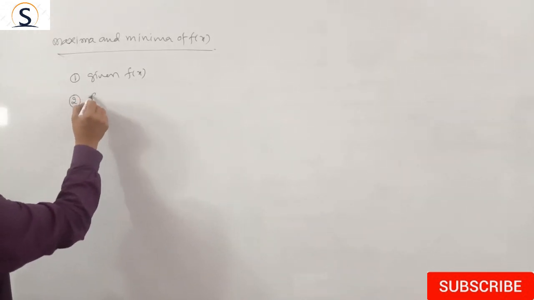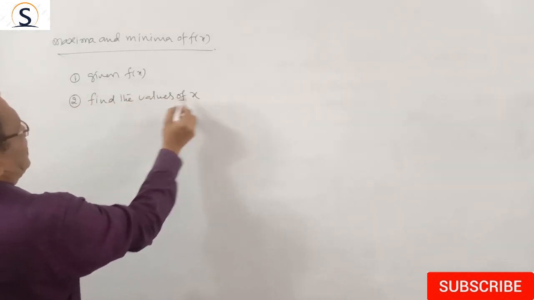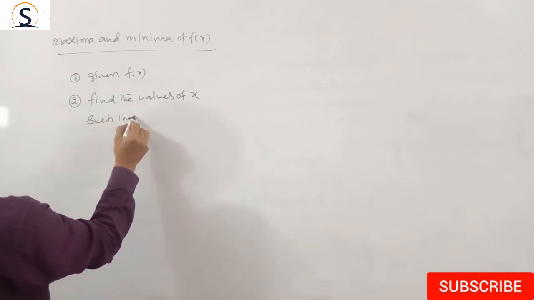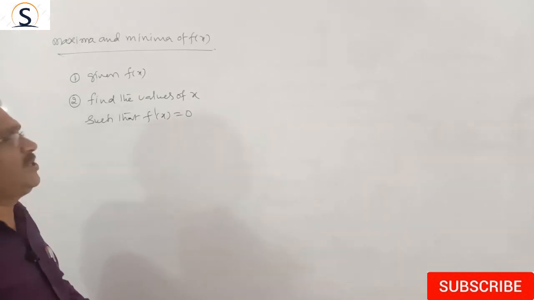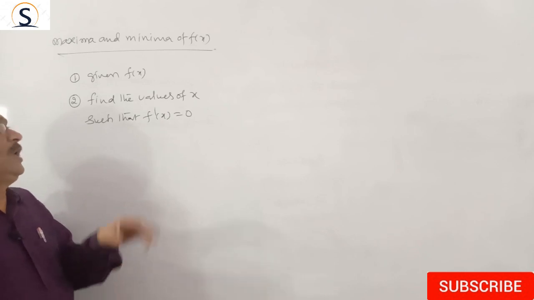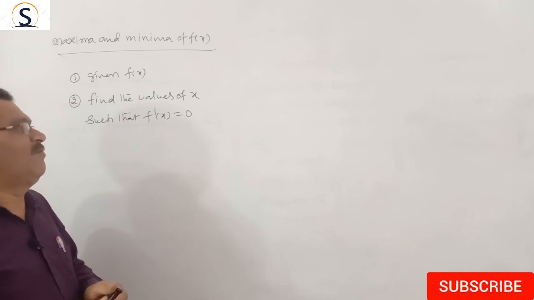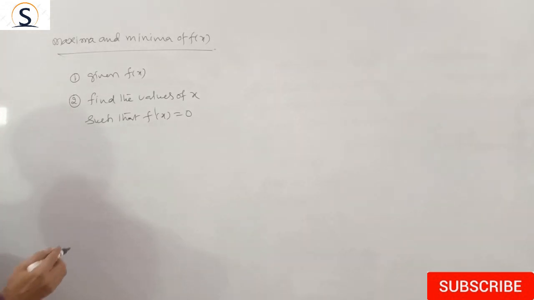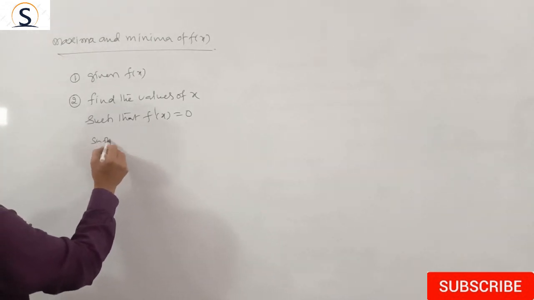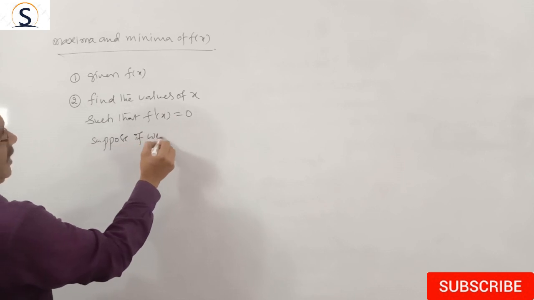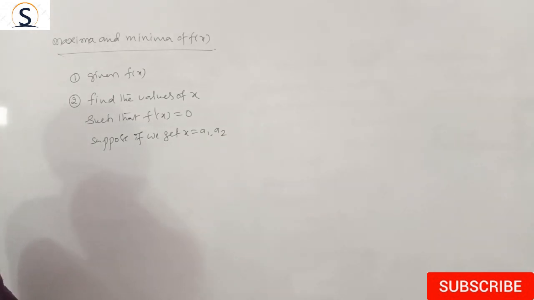Now the second step: find the values of x such that f dash x is equal to 0. Next, you find the derivative and then equate the derivative to 0. You get x values, maybe 1, 2, 3 or any number of values. This is f dash of x equal to 0, so in this case we get the stationary points. Suppose we get x equal to a1, a2, two values.